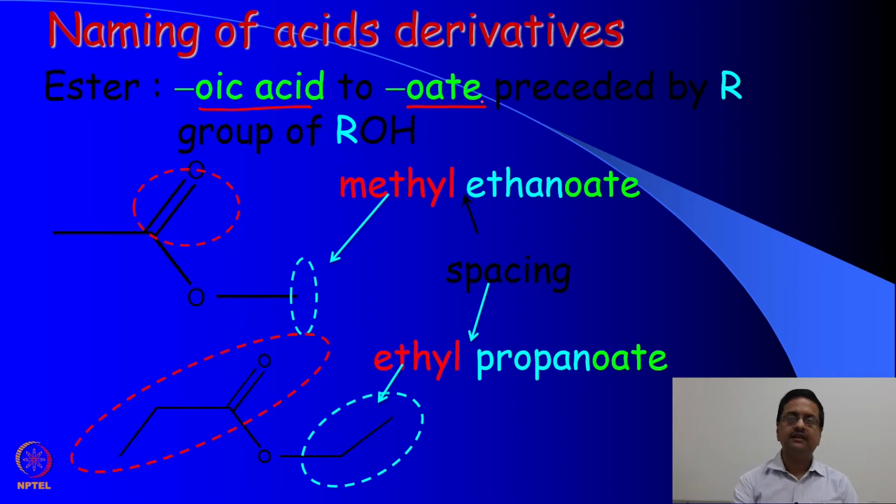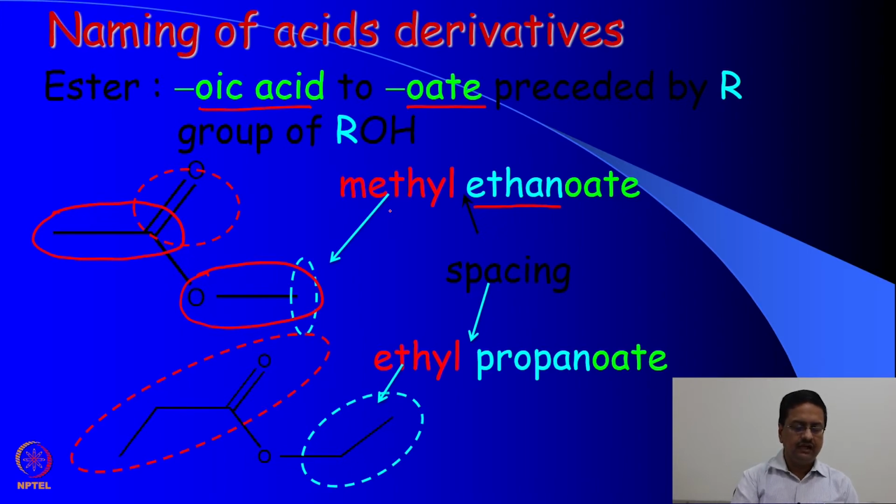In the example that I have written, you have one carboxylic acid which is originating from an acid containing 2 carbons. So, it was ethanoic acid, but then I have a methyl group which is connected to the oxygen. So, then it is the methyl ester of ethanoic acid. So, the name should be methyl ethanoate.